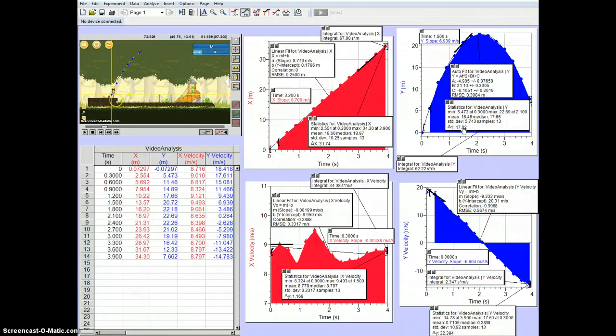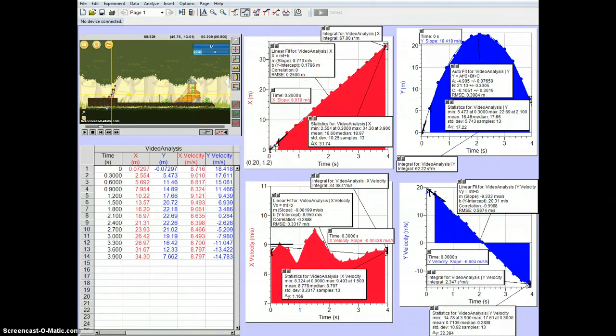And after that, we're gonna go down to the x graph here, and I did the curve fits for this graph too and get the equation right here. It shows the slope is 8.770 and the y-intercept is 0.1796.